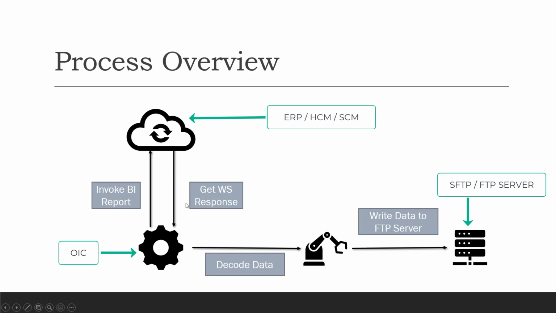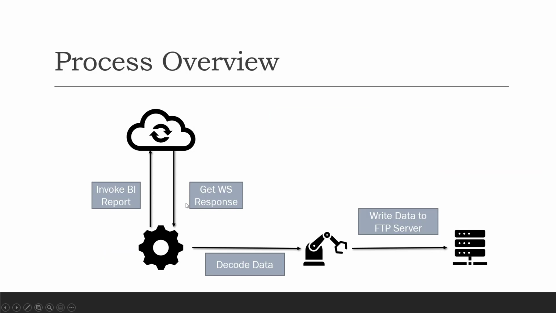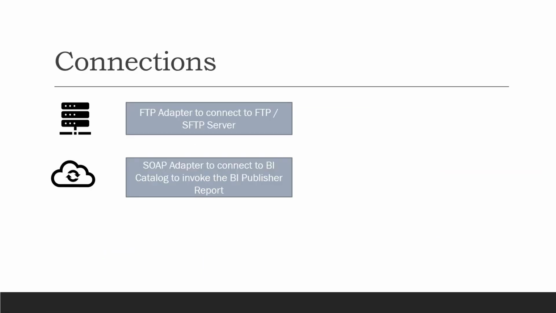All right. So based on this, we're going to need two connections. One to connect to the FTP server. So this is going to be an FTP adapter, FTP SFTP adapter. The second one is a SOAP adapter so that we can connect to Oracle ERP Cloud or HCM Cloud to invoke the BA Publisher report.